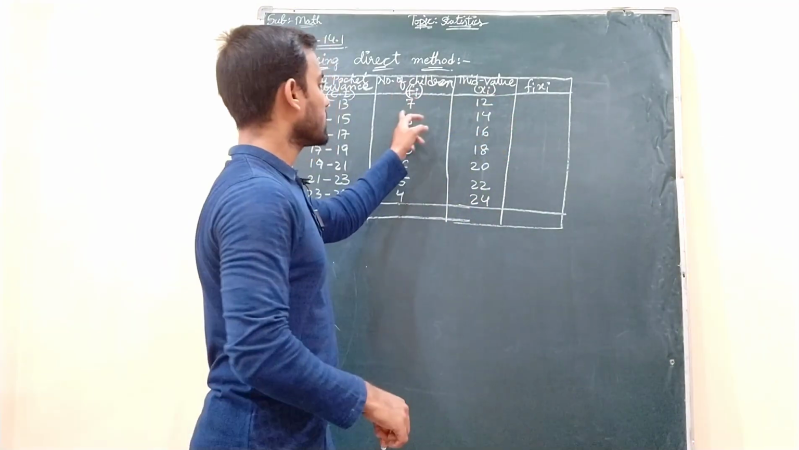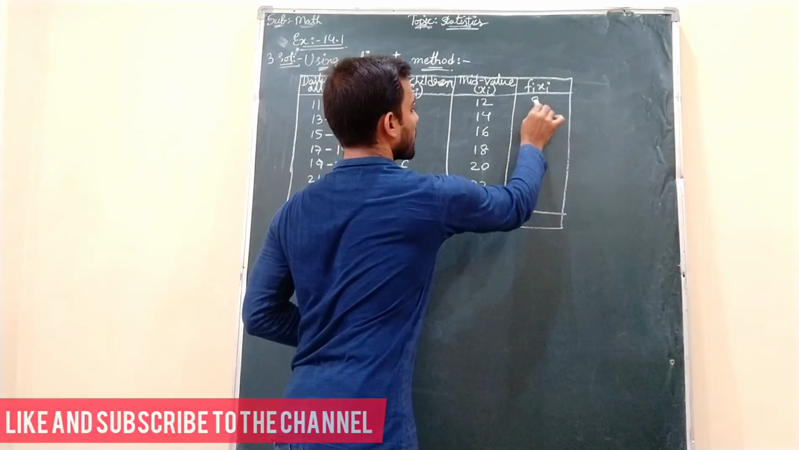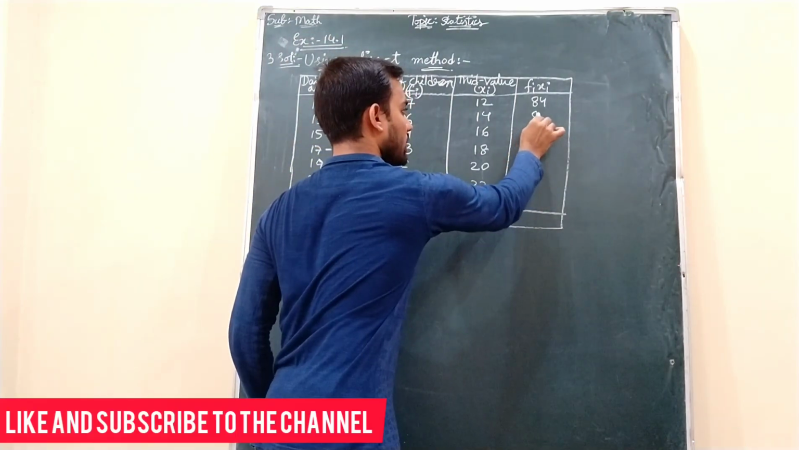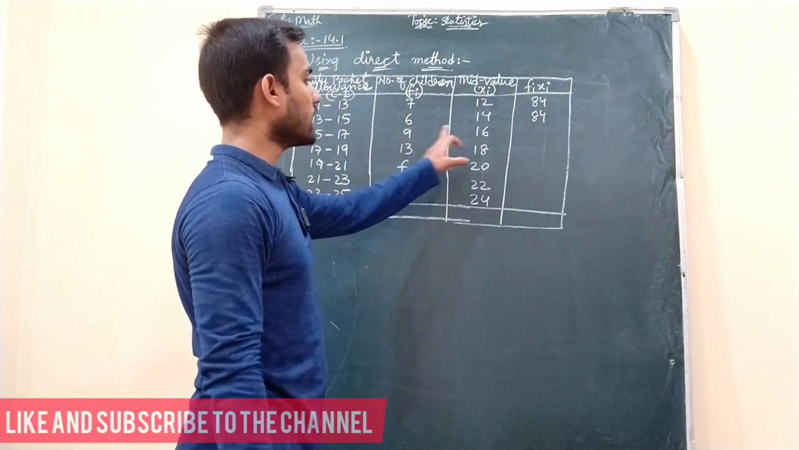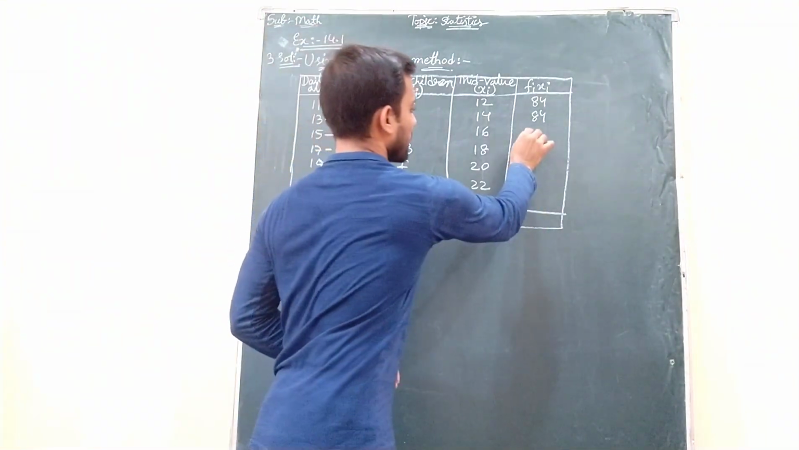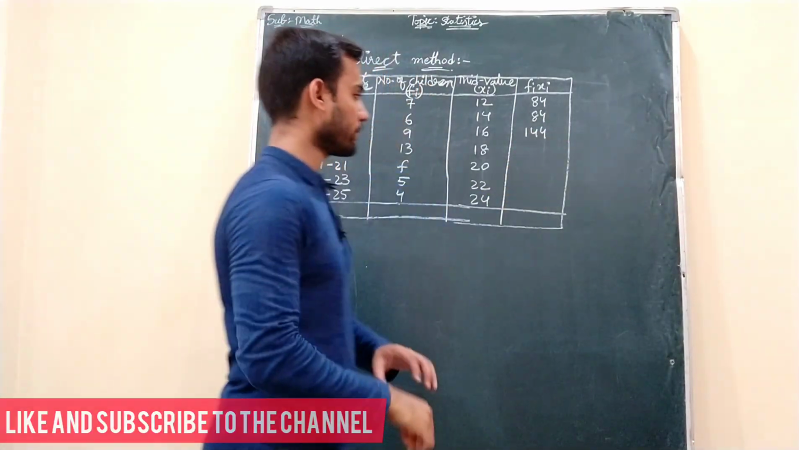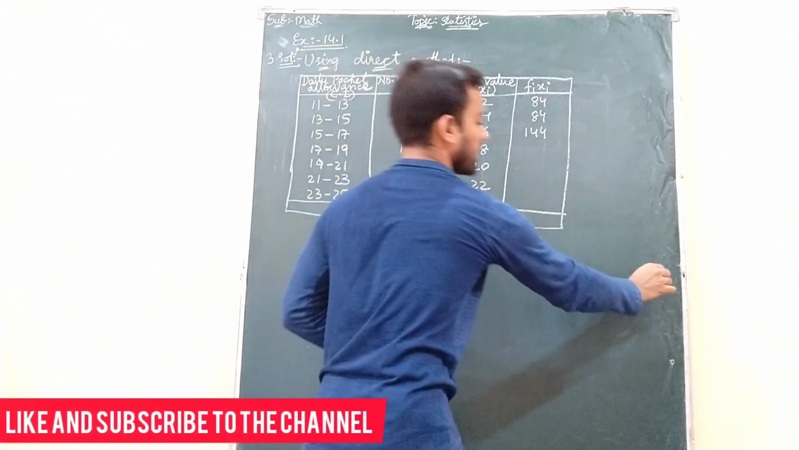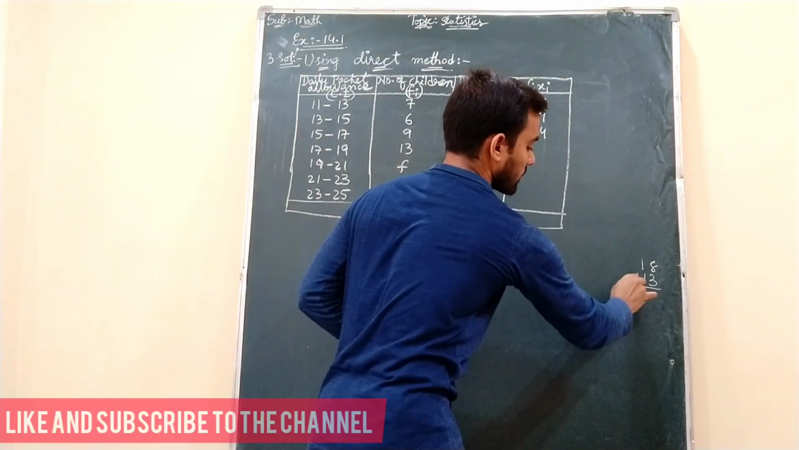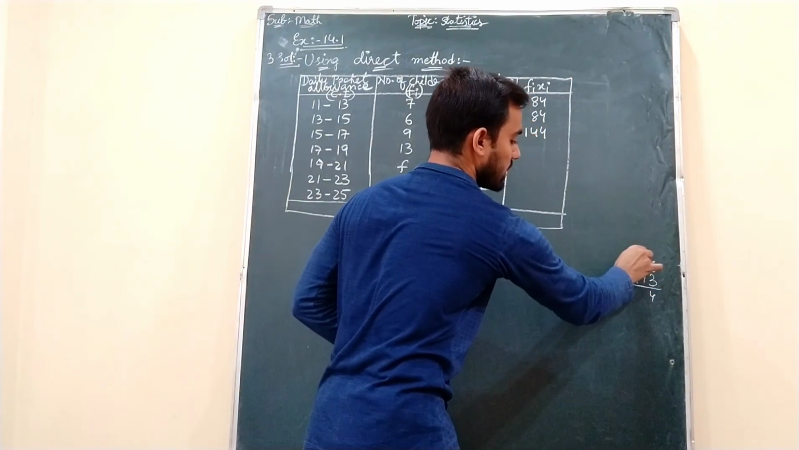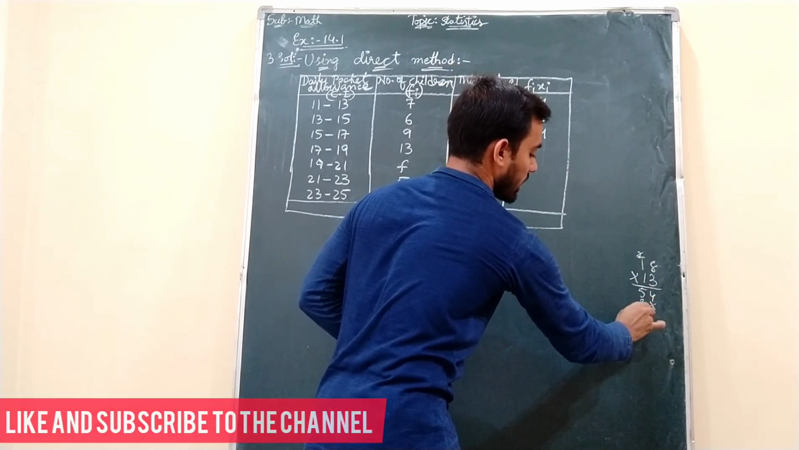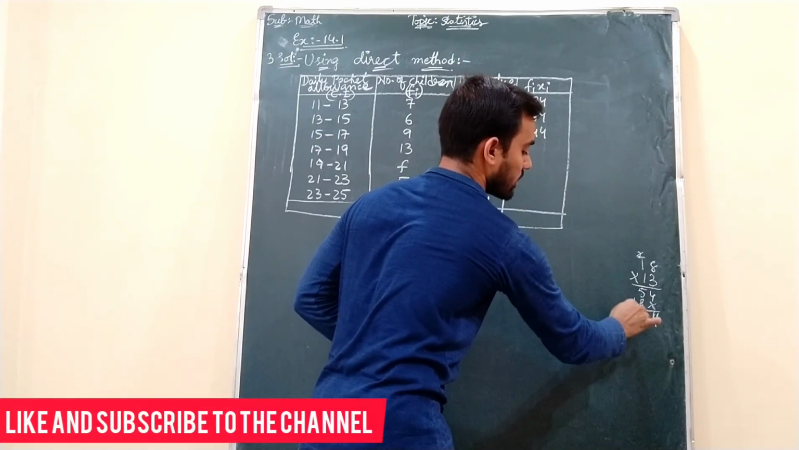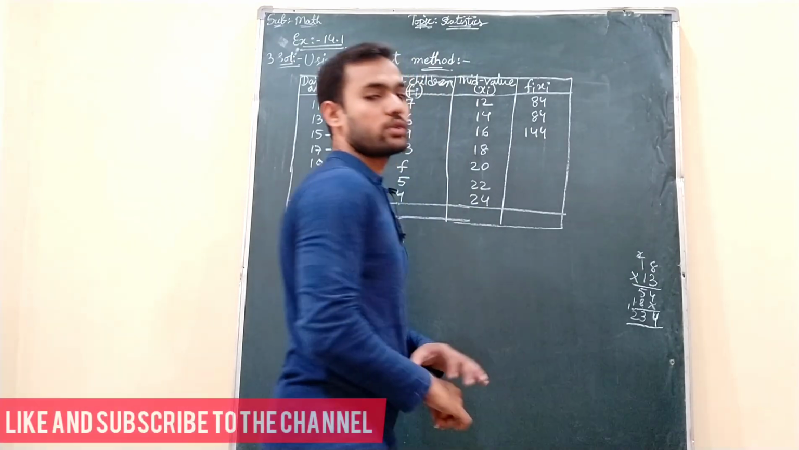Now Fi Xi. 7 into 12, 84. Okay. Then 6 into 14 is again 84. 9 into 16 is 144. 13 into 18, when you multiply 13 into 18 in the rough column, 3 8s are 24, 3 1s are 3 plus 2 is 5. 1 8s are 8, 1 1s are 1. Then 8 plus 5 will be 13 and 1 and 1 will be 2. So 234.